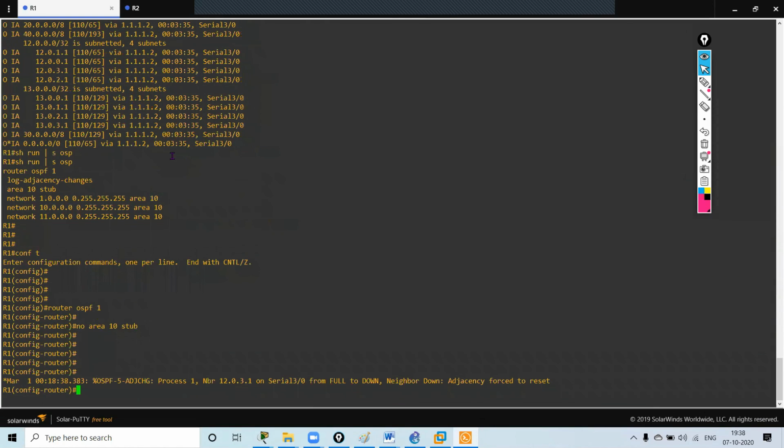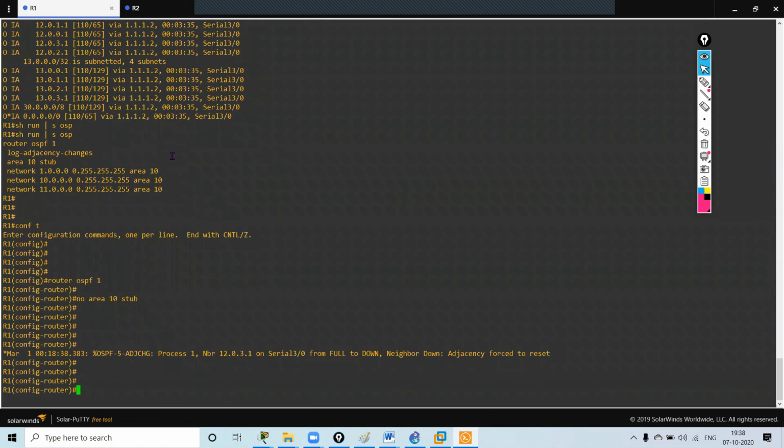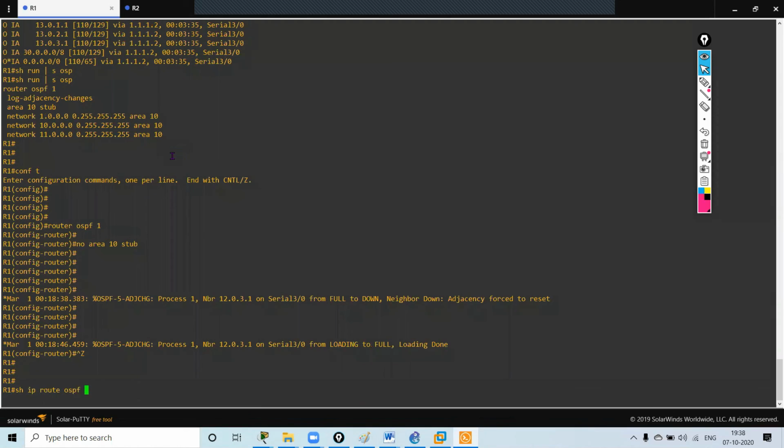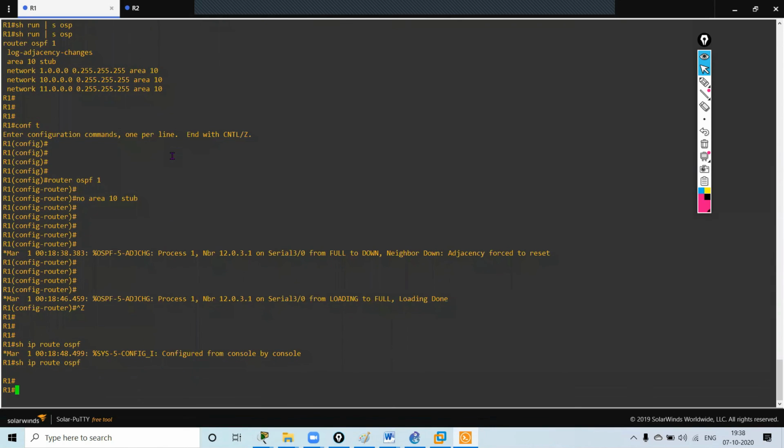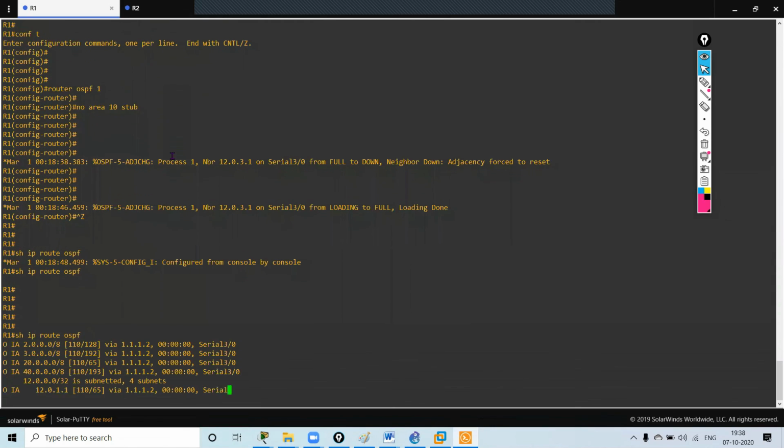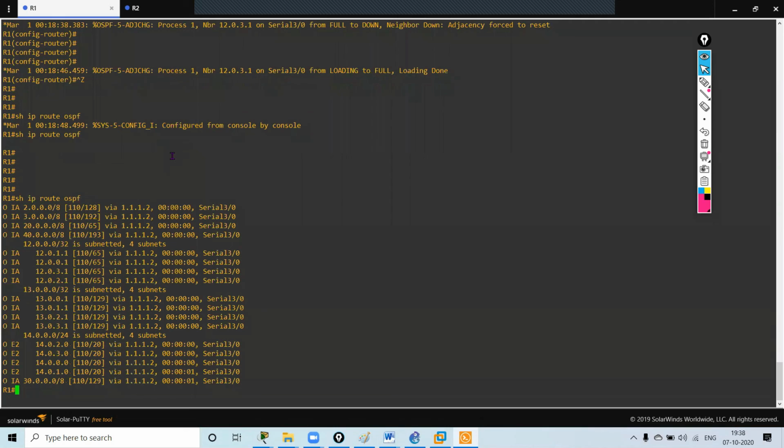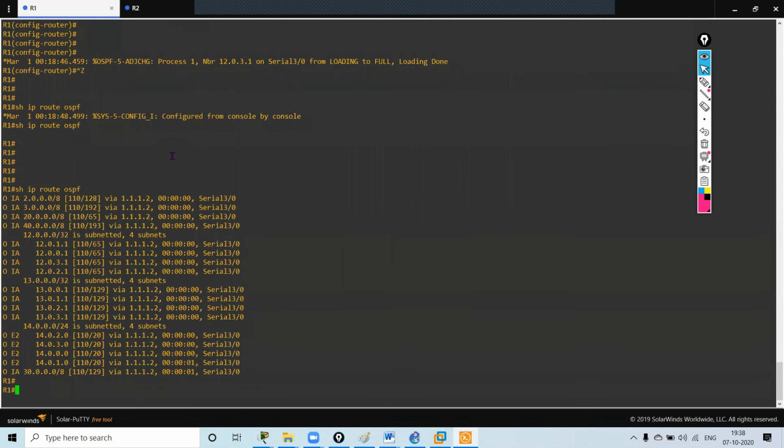Okay. I've removed the stub configuration. If I see show IP route OSPF, let it get converged. So I'm getting OIA routes. I'm getting E2 routes also on R1.